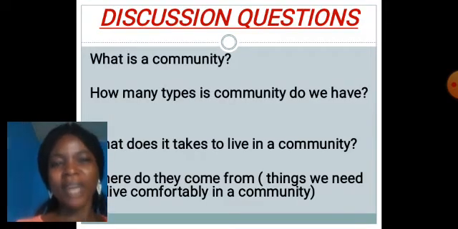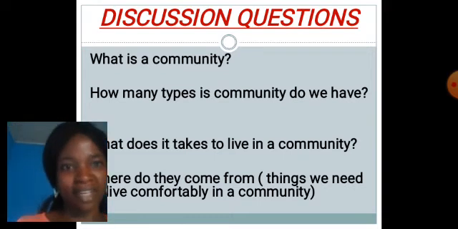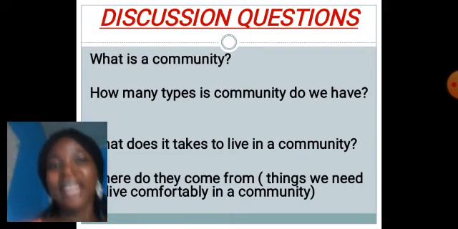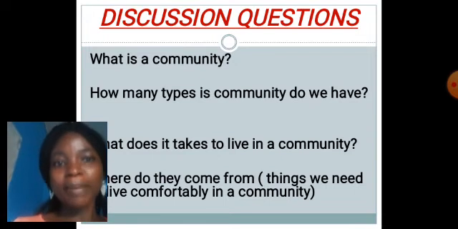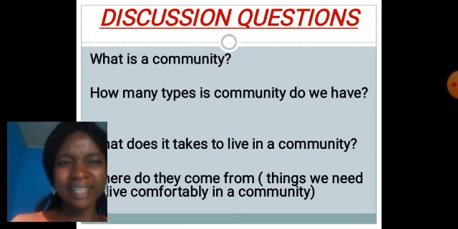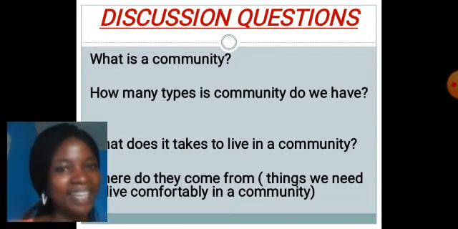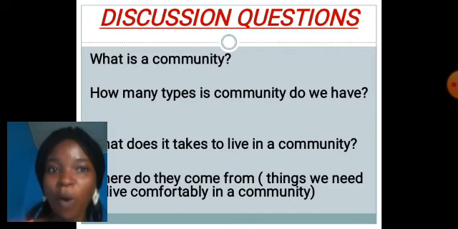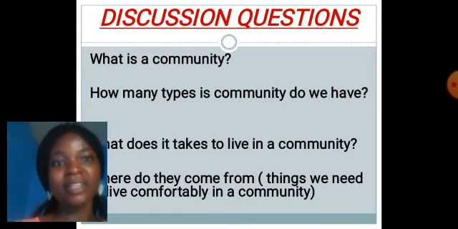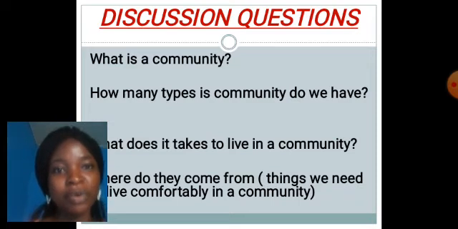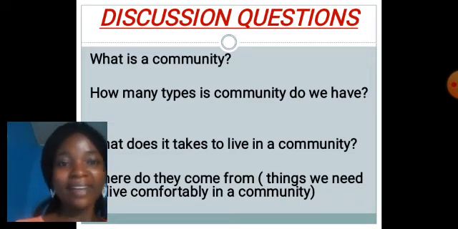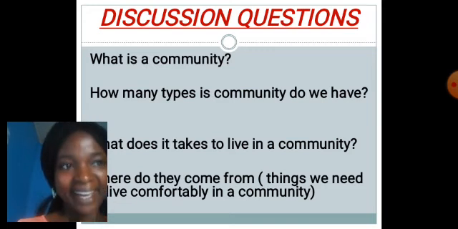Before we move on to what we have for today, I have some discussion questions for us to think and ponder about. In our last lesson, we discussed community. Can you still remember what a community is? A community is a place where we live, we play, and we work. And we discussed the different types of communities that we have. Then we mentioned the rural area, the urban area, and the suburban area.